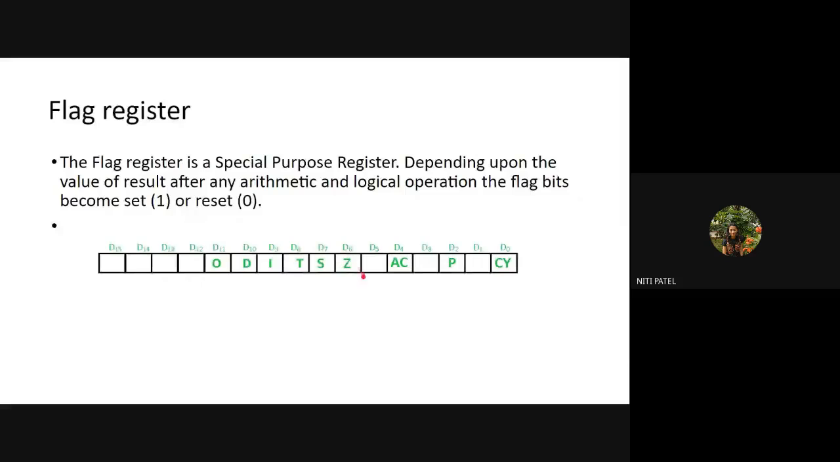Do you remember, 8085 had only 8 bits, D0 to D7, but your 80386 has 16, D0 to D15. Can you see that?